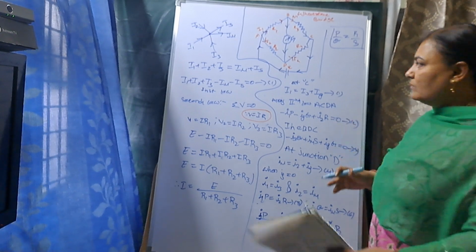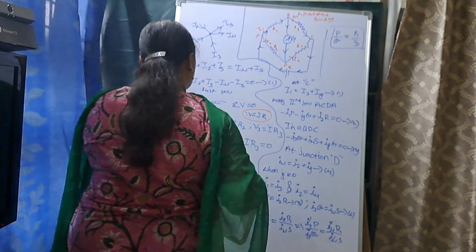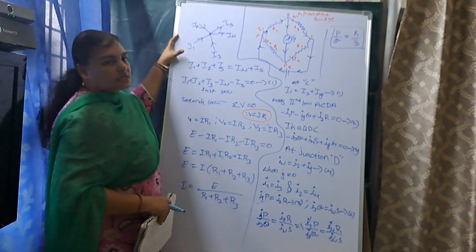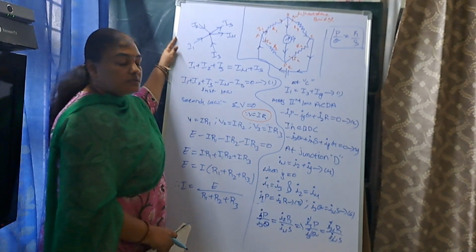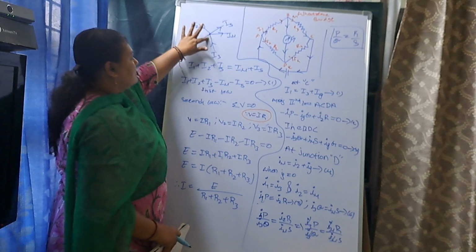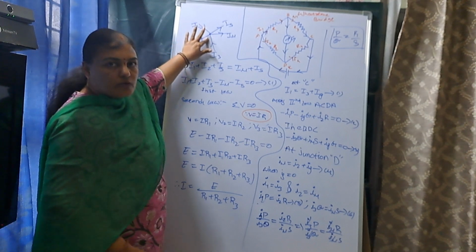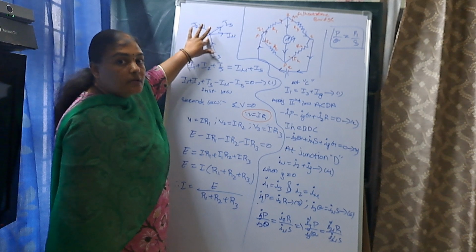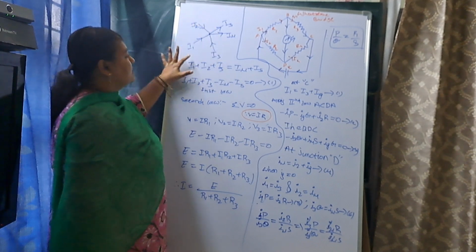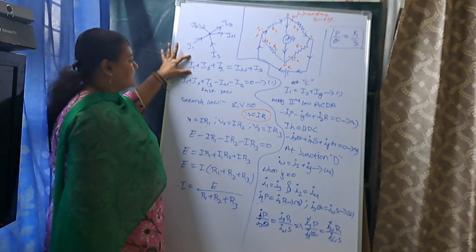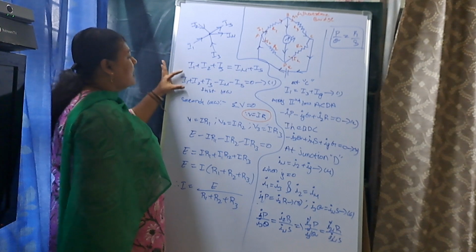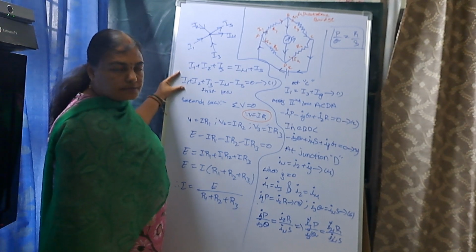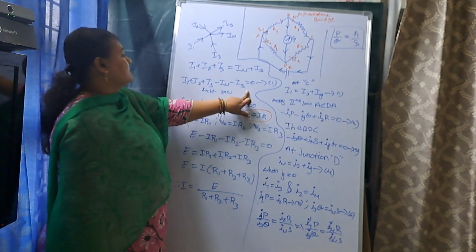Once again I am repeating. Kirchhoff's first law means when the current flows through a junction, the current which is moving towards the junction should be equal to the current moving away from the junction. So we can write this equation as the algebraic sum of currents. That is equation 1.